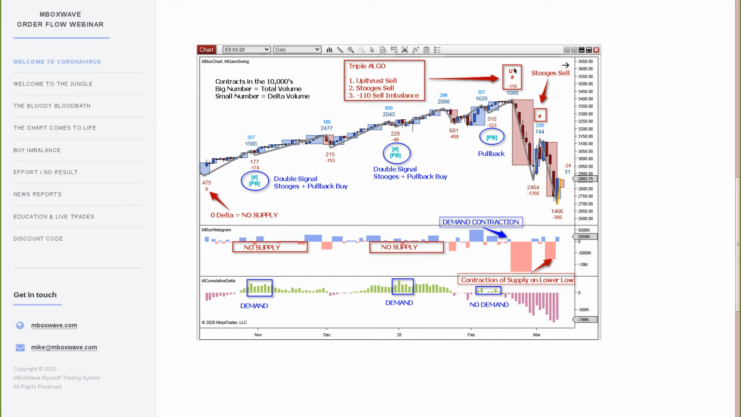Right after that, we've got this triple algo. So triple algo in the MBox system means we've got two sell signals plus a sell imbalance. It's an upthrust sell signal, a Stooges sell signal, and a minus 10 sell imbalance, which means that there is more selling than buying while price is moving up. All right, so it's like hidden selling. So we had this massive triple algorithmic signal, which agrees with the underlying analysis of the delta here and here, and then price came crashing down. Then on this correction, we had another Stooges sell, and then we came back crashing down again.